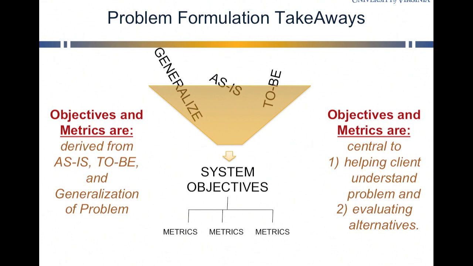These objectives and metrics help the client understand their own problem, and they're used later, as we saw in the wine warehouse example, to compare the different alternatives. And we also discussed functions and design requirements. These are analogous in some ways to objectives and metrics, but instead of focusing on what direction we need to improve a system, they just focus on the basic question: what does the system need to do?